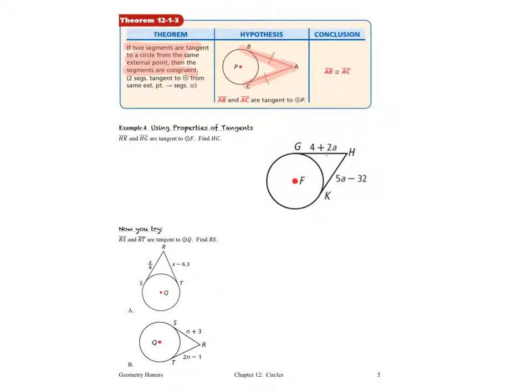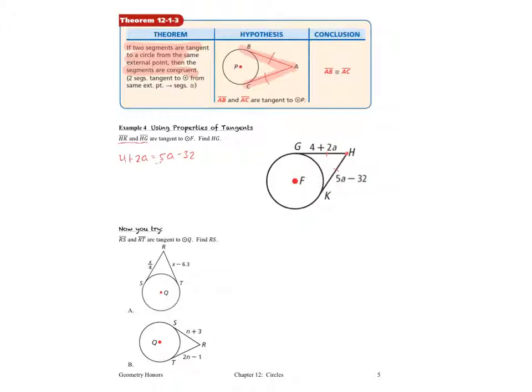So therefore, since HK and HG are tangents, we're told that right here, to circle F, and we're going to find HG. Well, we know that those two tangents are actually congruent to each other since they're meeting at the same external point. So we would do 4 plus 2a equals 5a minus 32.